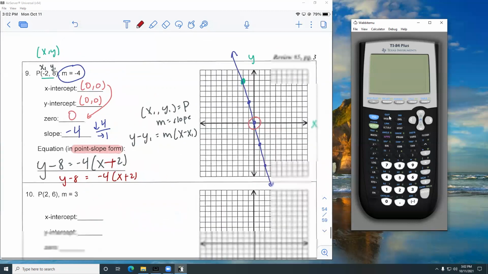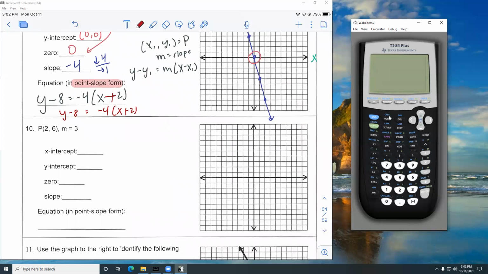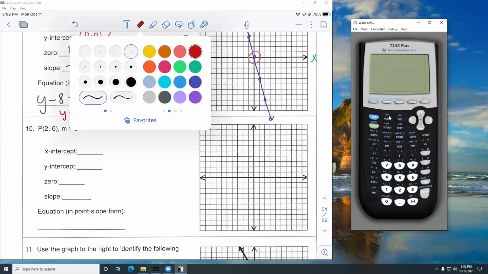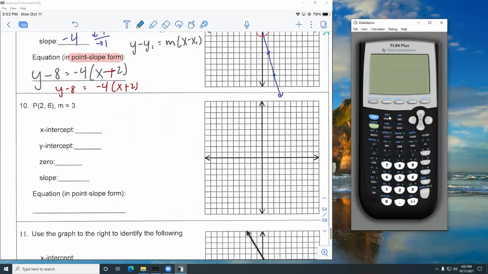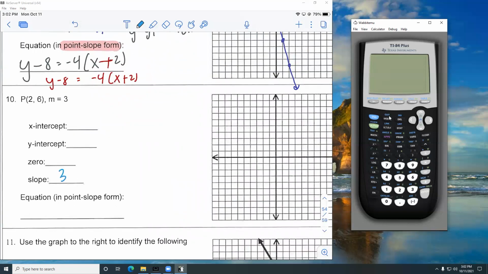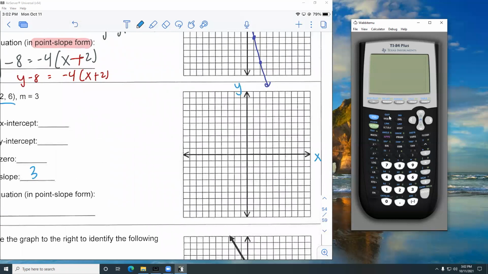Very good. Same thing for number 10. They give me a point, they give me my slope. I'm going to go ahead and write down that my slope is 3. And I'm going to plot my point. My point is (2, 6). X is side to side, Y is up and down. So I go over 1, 2, and up 6. 1, 2, 3, 4, 5, 6.